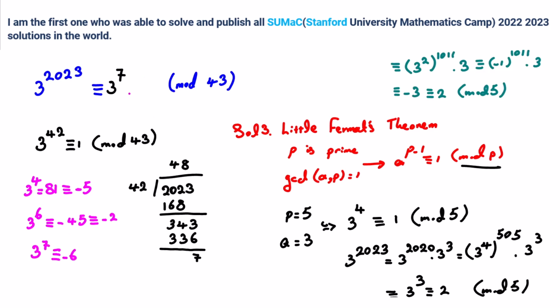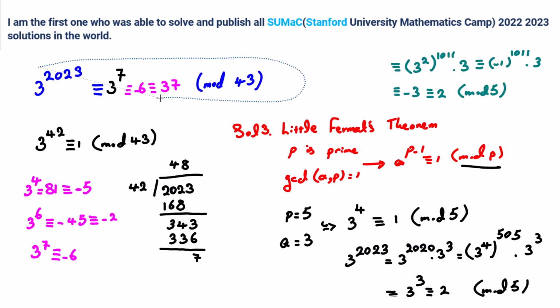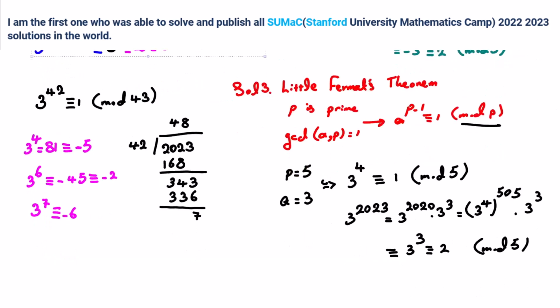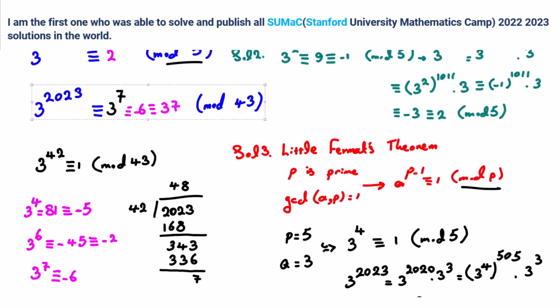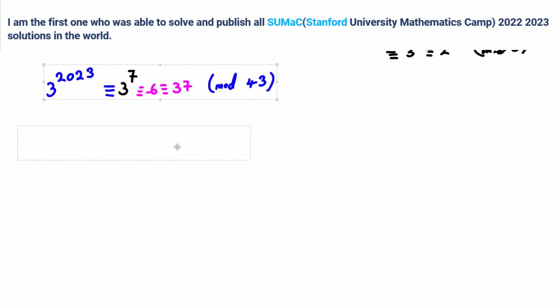So negative 6 is what? That's 37. Yes, understood now. Understood your careless mistake or not? Okay, so 37. When multiplying, I used 43 instead of 42. Yes, you should pay attention in these problems.